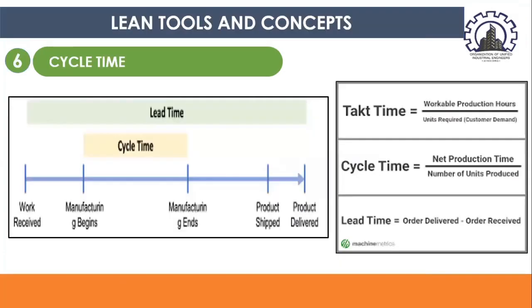And finally, another lean tool and concept that is very important is cycle time. In this concept or tool, we would be asking ourselves how long it takes to produce a part or complete a process.